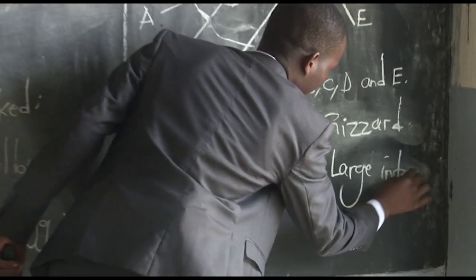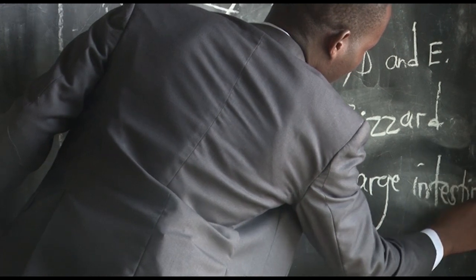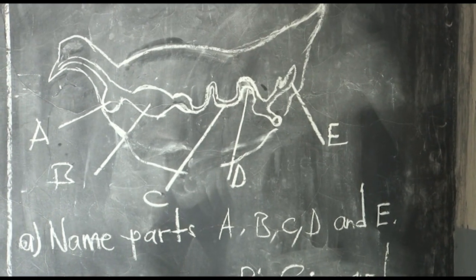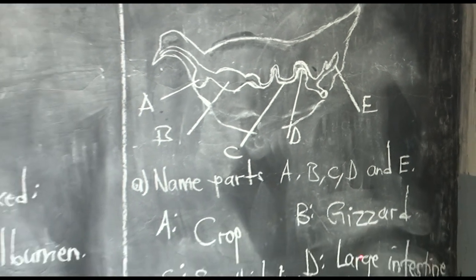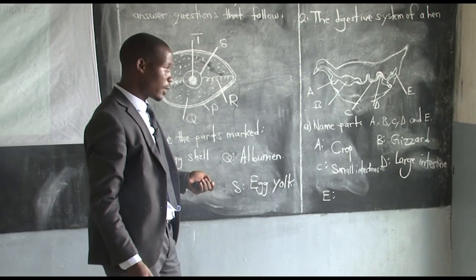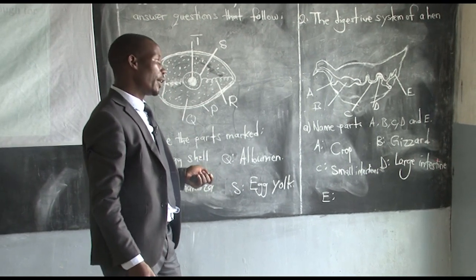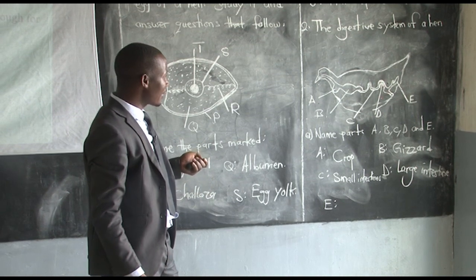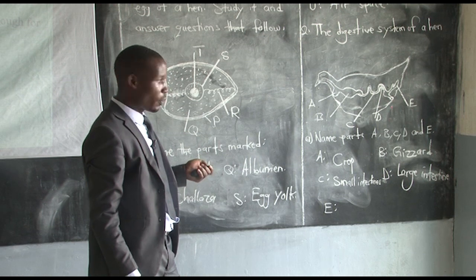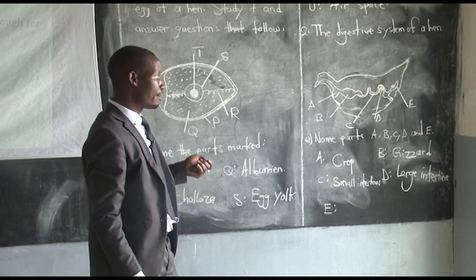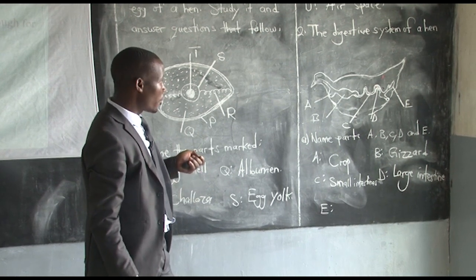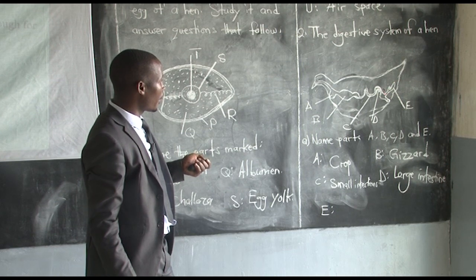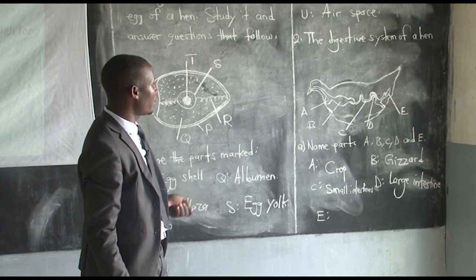The large intestine has the same function as in animals like human beings. They can ask you, which process takes place in the large intestine? It is absorption of water. So water is removed from the undigested materials which remain here, and then they remain as the droppings. Once the water is removed from these wastes, what remains will be the wastes, which will be sent out of the body.